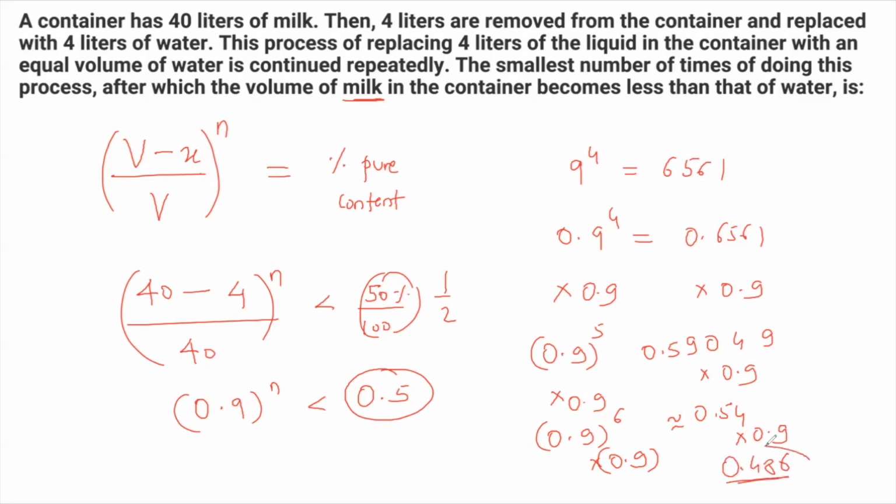Yes. This is precisely what we want. The fractional content should be less than 0.5. It has become 0.486. After how many such transactions? 5, 6, and one more, after exactly 7 transactions. So after how many processes will the volume of milk become less than water? The answer is exactly after 7 such processes.